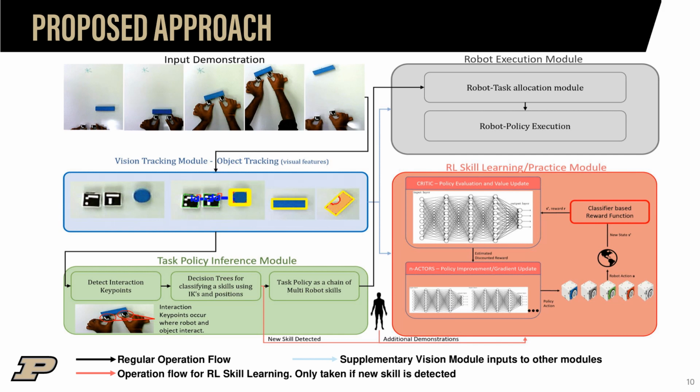Now, in a scenario where a new skill is detected, which is when the decision tree cannot detect a certain key point or skill, we use RL skill learning, which is also an RL practice module for the robots. These are mainly for contact-based tasks, which require more complex manipulations and collaborations between multiple robots. Finally, once all skills are learned, the task policy as a chain of multi-robot skills is sent to the robot execution module, which allocates the respective robots to the respective subtasks and carries out the robot policy execution.